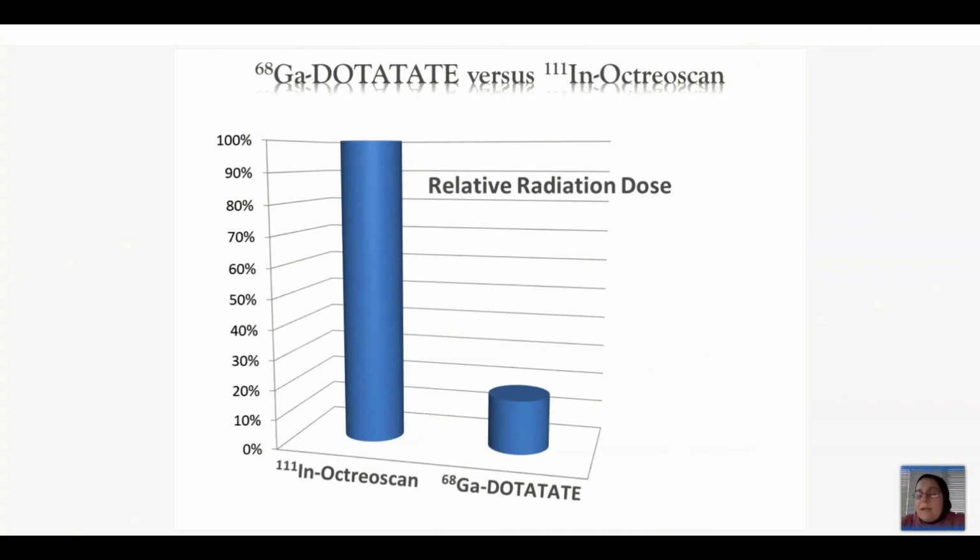Not only that, it's actually much less radiation when you give dotatate versus when you give Octoscan. When you give Octoscan, you're giving 5 times more radiation to the patient than when you give dotatate. And here we are comparing the standard dosage that we give to the patients for each radioisotope.